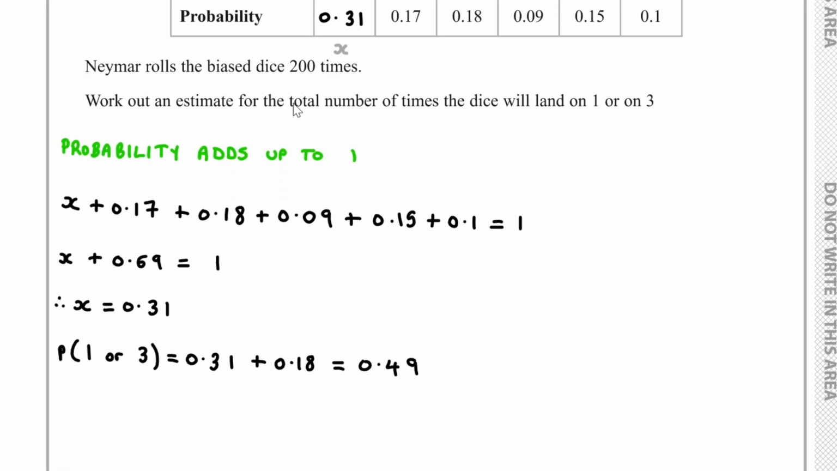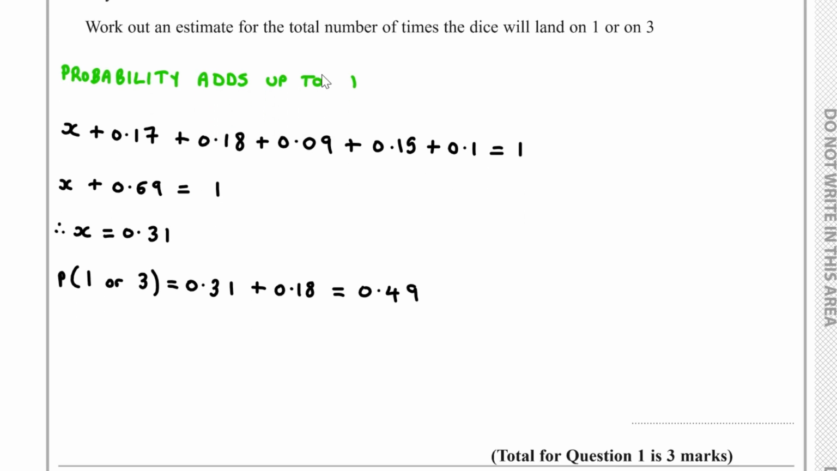Now, if we roll the dice 200 times, the estimate for the total number of times we land on a 1 or a 3 will be 200, because we're rolling the dice 200 times, multiplied by this 0.49. So it turns out here we get 98. So we will land approximately 98 times on a 1 or a 3.